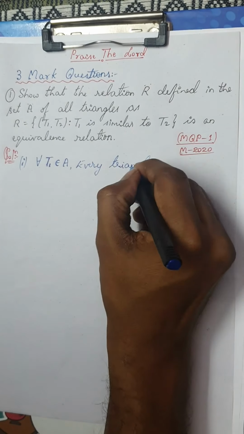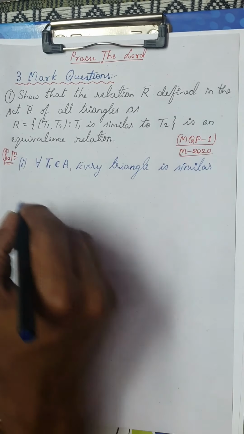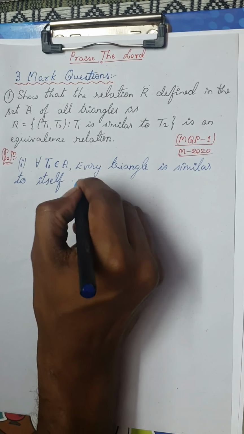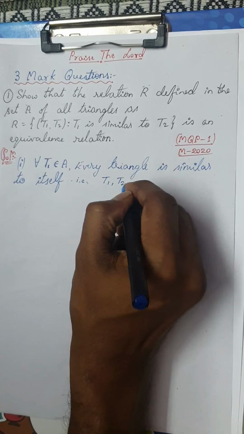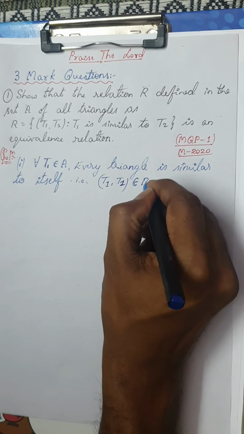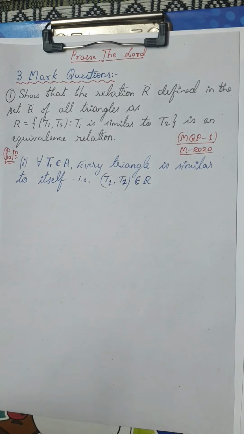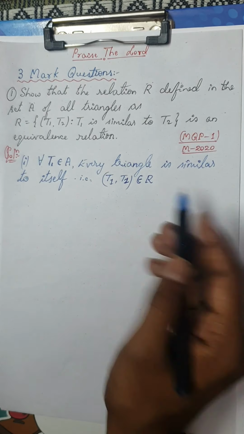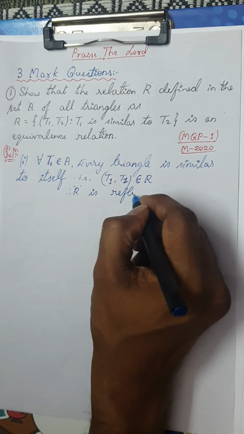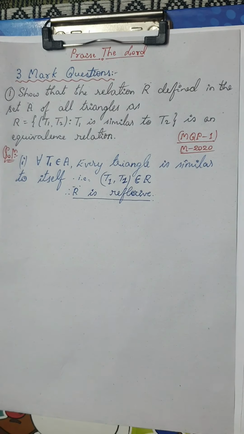Every triangle is similar to itself. That is (T1, T1) belongs to R. If I take any one triangle, that triangle will definitely be similar to itself. Therefore, I will get (T1, T1) belongs to R. Therefore, R is reflexive. So this will give you 1 mark. See, such an easy proof this is. So 1 mark is already in your pocket.